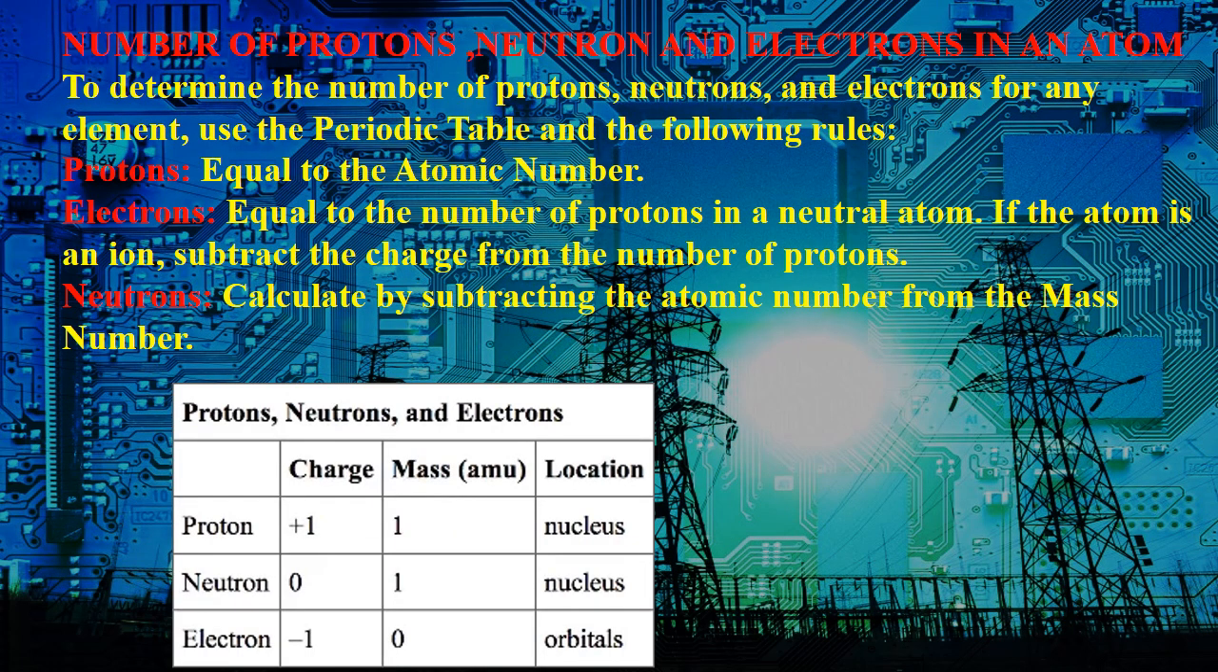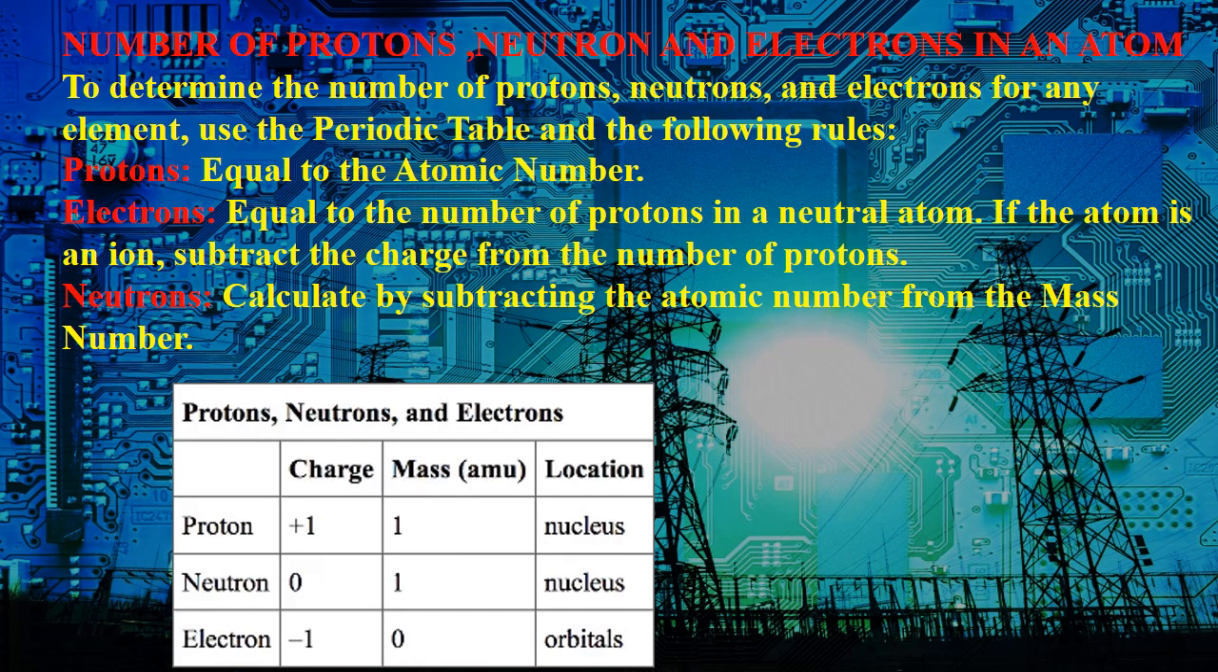Okay, let's discuss how to work out the number of protons, neutrons, and electrons in an atom. To determine the number of protons, neutrons, and electrons for any element, use the periodic table and the following rules. How do you use the periodic table? You identify the element. You record the two numbers, the mass number and the atomic number.